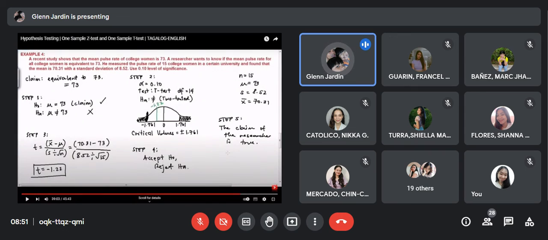So our decision, which is step 4, is accepting H sub O and rejecting H sub A. Meaning, based on the computation, we reject that mu is not equal to 73. We are accepting mu as equal to 73, or accepting the claim. Therefore, we can say that the claim of the researcher that the mean pulse rate of a college human is 73 is accepted. That will be your final decision.